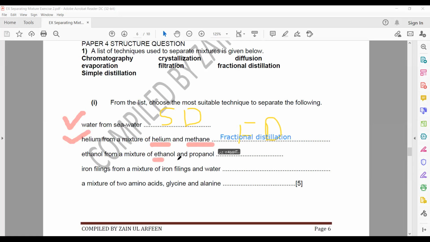Ethanol from a mixture of ethanol and propanol. So we have a mixture. Ethanol and propanol are liquids. And how do you identify they're miscible? Because OL is there with both of them. So it means they are the same type of mixture. So we can use fractional distillation.